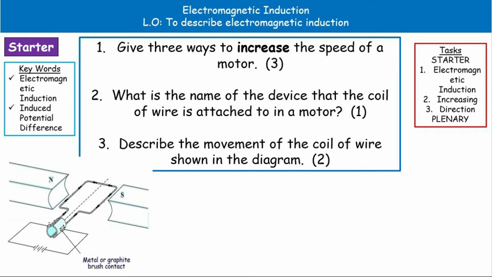What we're going to be doing in today's physics lesson is having a look at a process called electromagnetic induction. So hopefully by the end of this lesson you'll be able to describe what electromagnetic induction is and when it occurs. To start us off, we've got 3 questions based around our previous lesson on the screen. Have a go at answering those in your books for me. I'm going to give you about 3 minutes to have a go at that.